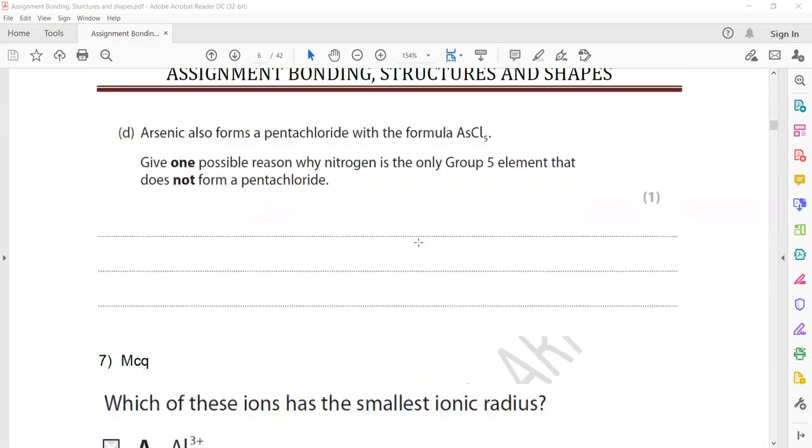Arsenic also formed pentachloride with a formula of AsCl5. Give one possible reason why nitrogen is the only group 5 element that does not form pentachloride. So what is the reason why nitrogen does not form pentachloride and the rest are forming? Because, when we write the electronic configuration, for example, we write for nitrogen.